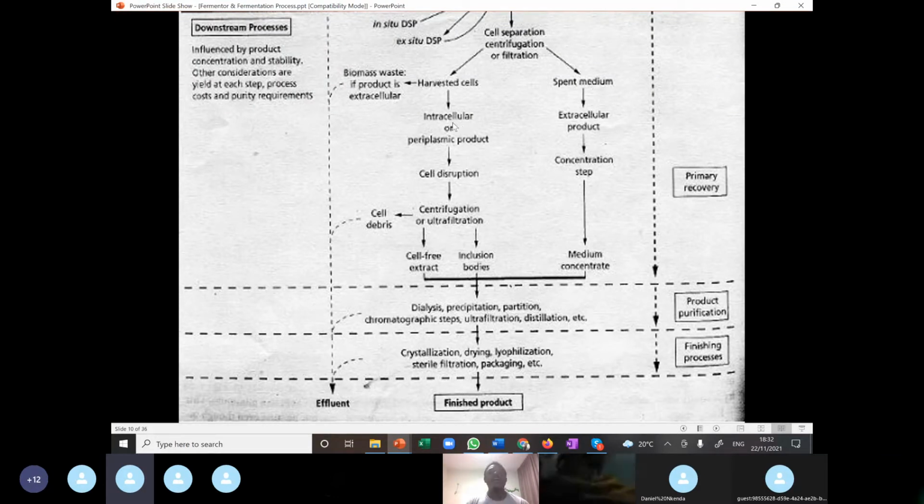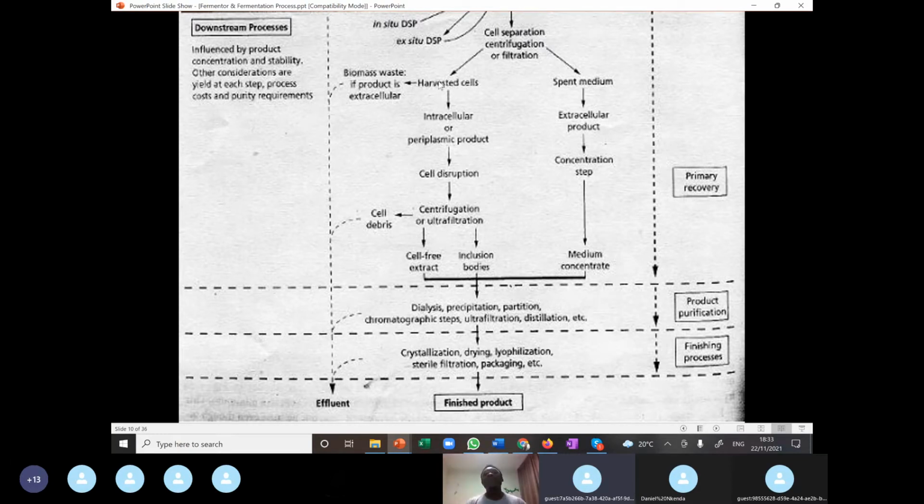What do I mean here? The organism grows and secretes these end products, but this end product stays either in the cytoplasm of the organism or the end products are excreted outside of the organism, which means that they will be found in spent medium. If they are excreted, if they are extracellular, they will be found in spent medium. But if they are not excreted, it means that the end product will be found inside the cell. So if the end product is inside the cell, we are going to harvest it just as we harvest biomass.